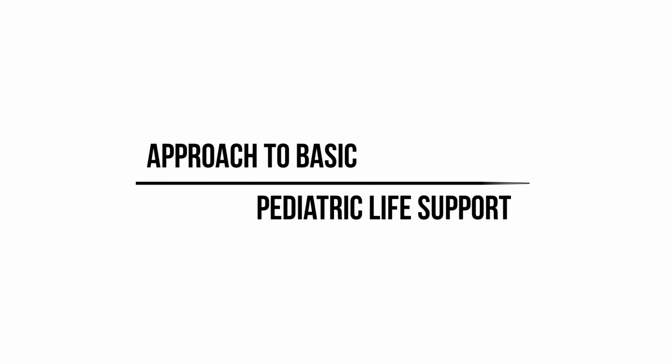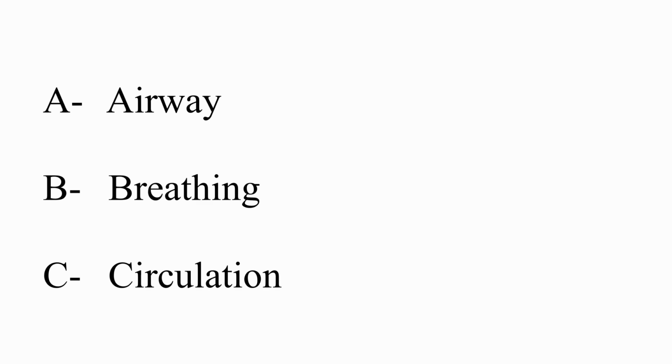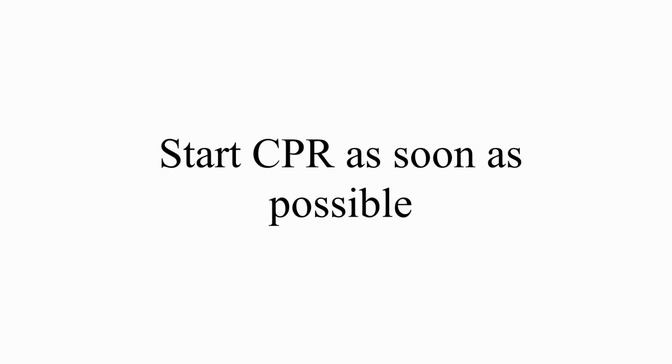In the following video, we are going to demonstrate the approach to basic pediatric life support. Unlike adults, the majority of pediatric cardiorespiratory arrests are not caused by primary cardiac problems, but are secondary to other causes, mostly respiratory insufficiency. Hence, the order of delivering the resuscitation sequence should be A, Airway, B, Breathing, and C, Circulation. Therefore, cardiopulmonary resuscitation should be started as soon as possible for optimum outcome.